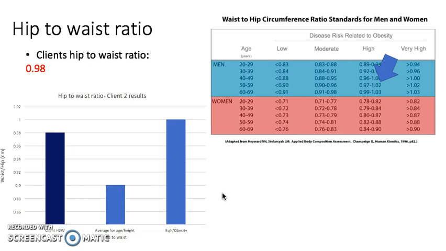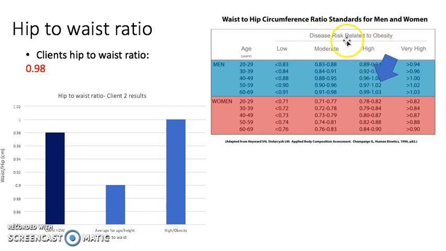A lower hip to waist ratio shows that the person has less fat, and men and women with a hip to waist ratio of 1 or higher have increased risks of heart disease and other conditions linked to being overweight. He is below 1, however he is very close to being on 1, so it is a bit of a risk. Here on the chart is where his result would lie.